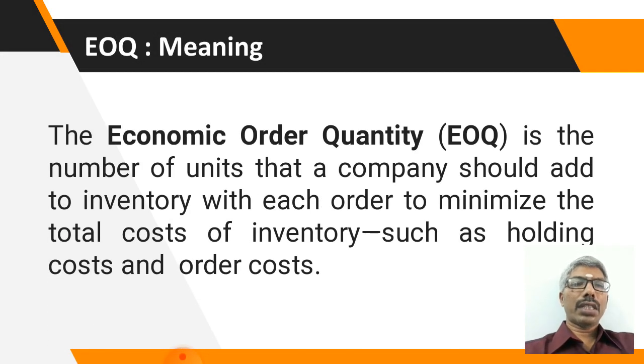First, we are going to discuss the meaning of the economic order quantity. The economic order quantity is the number of units that a company should add to inventory with each order to minimize the total cost of the inventory, such as the holding and ordering cost. Economic order quantity defines the optimum size of the quantity, which leads to the minimum cost to the firm.